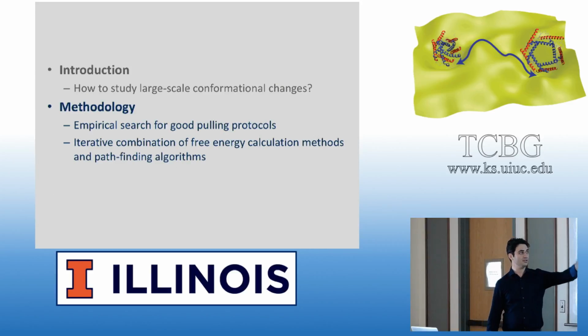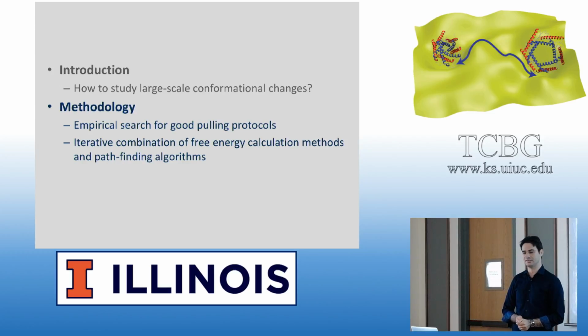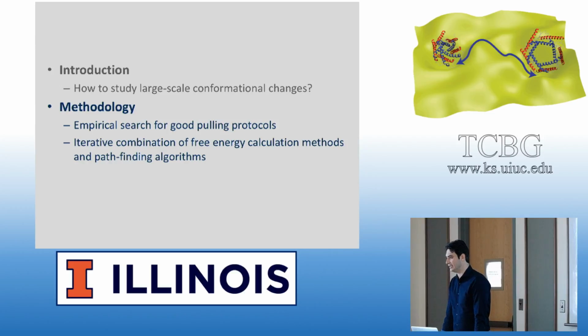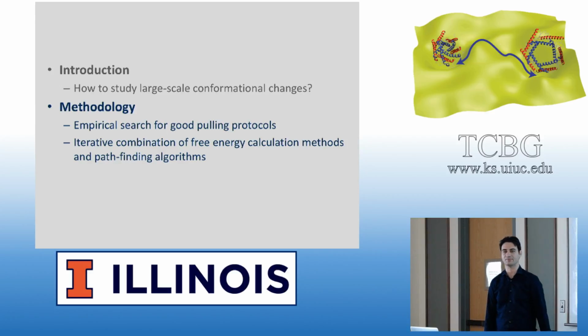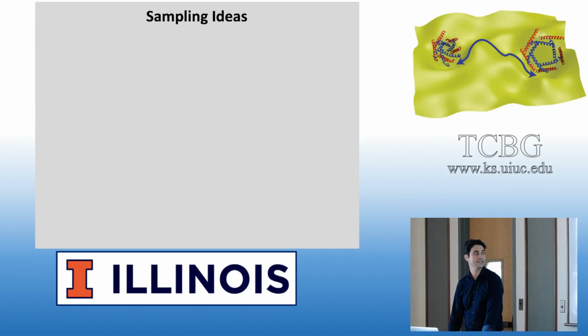So I will talk about this empirical search for protocol optimization, which primarily involves choosing the right collective variable for your simulations, for your enhanced sampling simulations. And I will talk about some empirical ideas for it. One I already talked about, which is qualitatively just check to see if it has given you what you expect from a transition. But there are also other factors that I will talk about. And after that, I will talk about combining the free energy calculations and pathfinding algorithms.